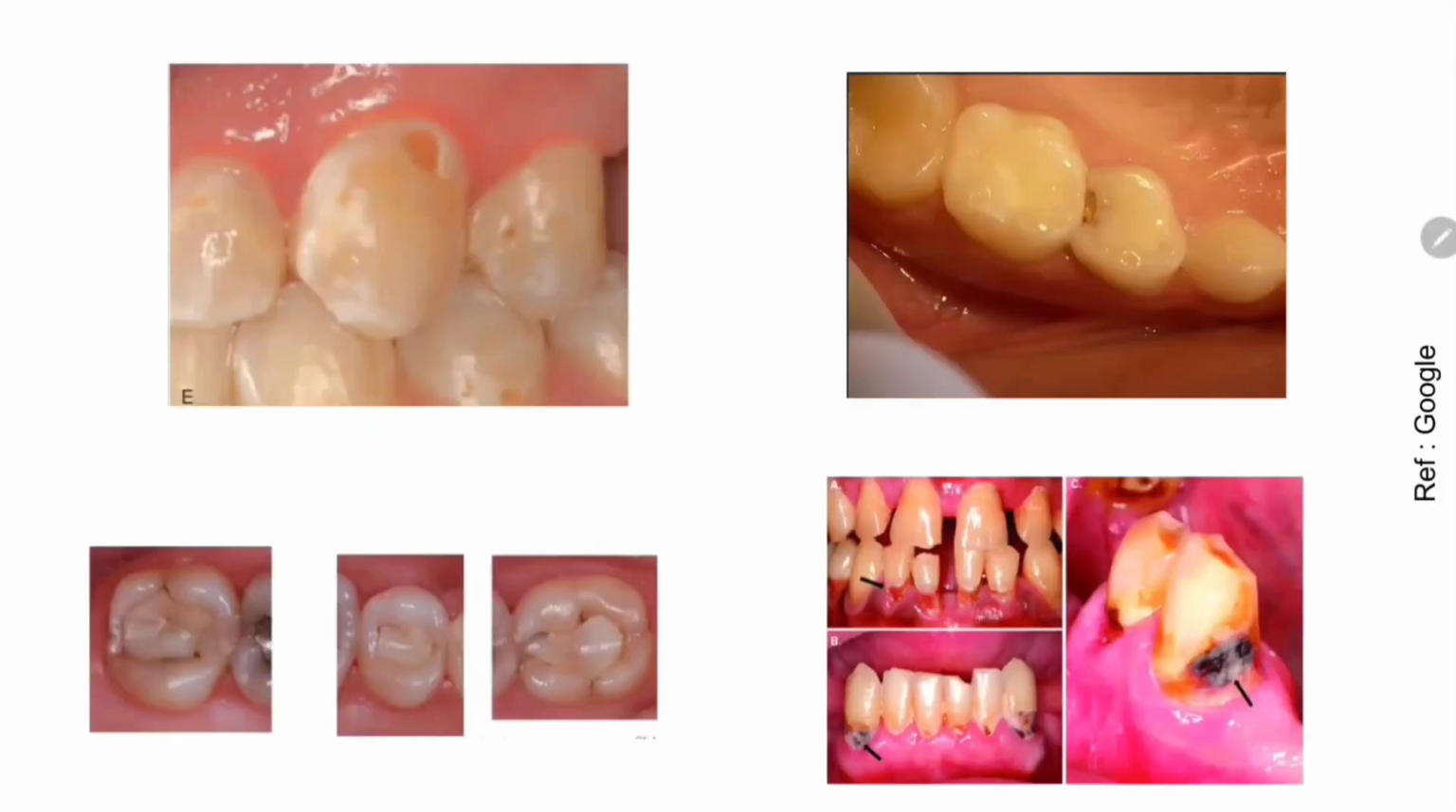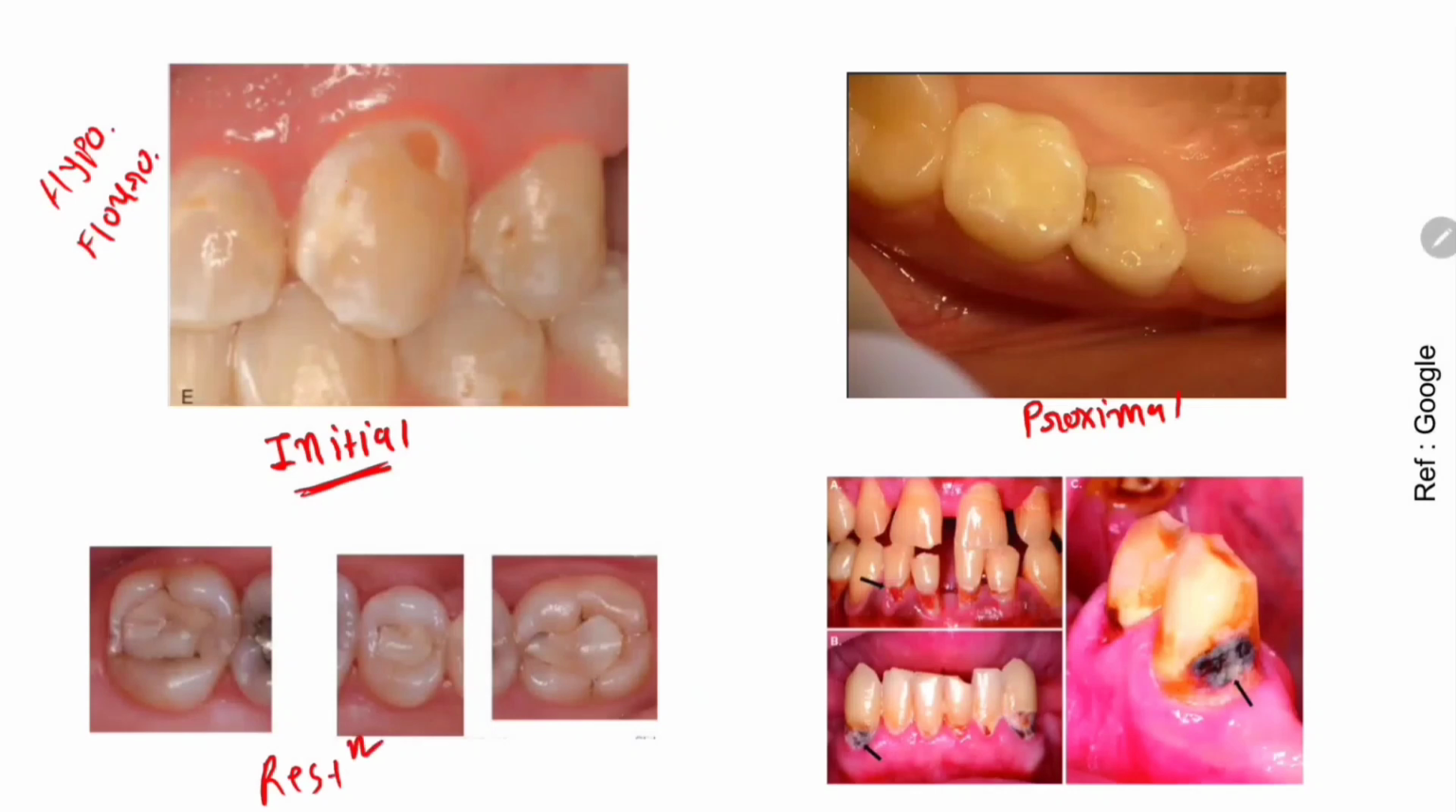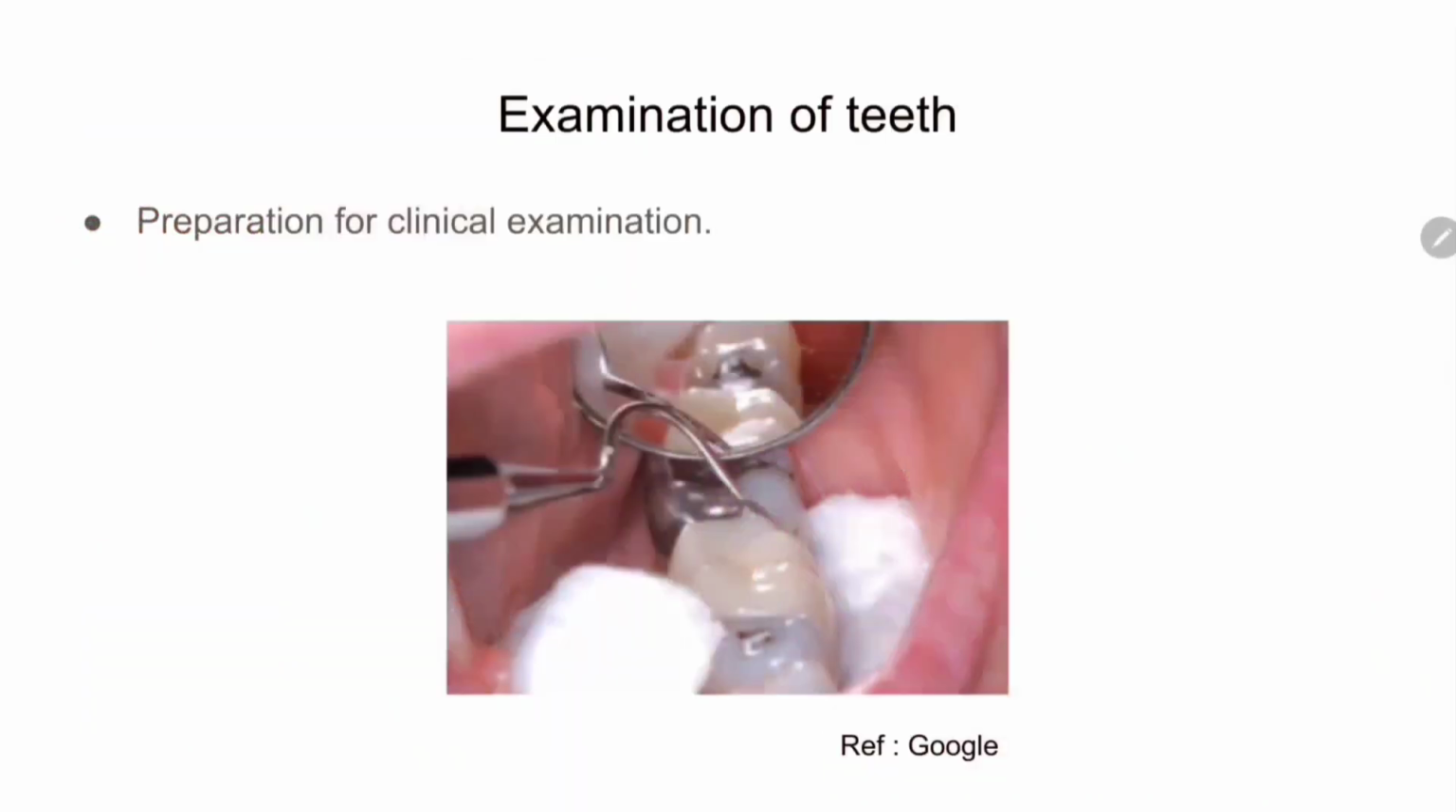status. In this picture, we can see this is the initial caries. Differential diagnosis of this initial caries is hypocalcification or fluorosis. This is enamel proximal surface area caries, and here we have caries under restoration, and these are root caries under the gingival margin, or we can say beneath the gingival margin.